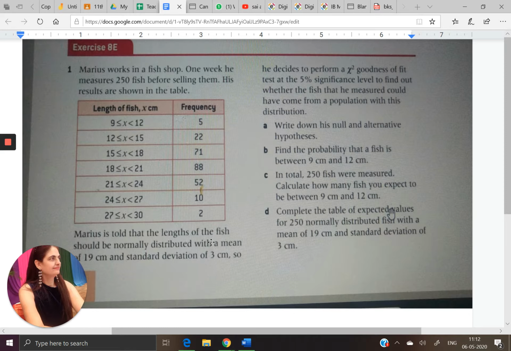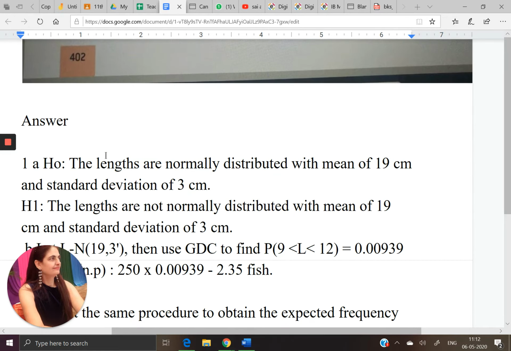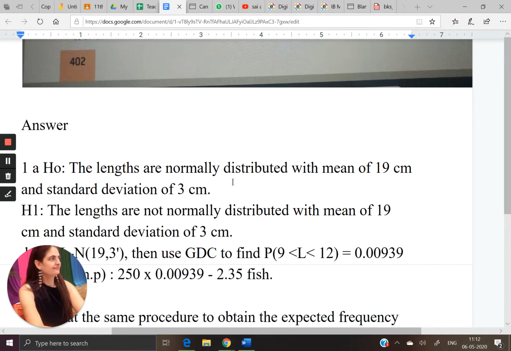Now he decides to perform a chi-square goodness of fit test at 5% significance value. So the first question asked here is write down his null and alternate hypothesis. So for null hypothesis, we will write the lengths are normally distributed with a mean of 19 centimeter and standard deviation of 3 centimeter, and for alternate you will write the lengths are not normally distributed with a mean of 19 centimeter and standard deviation of 3 centimeter.